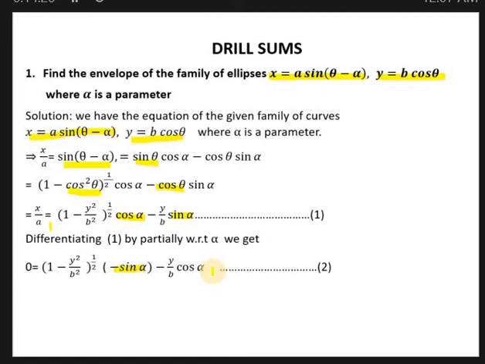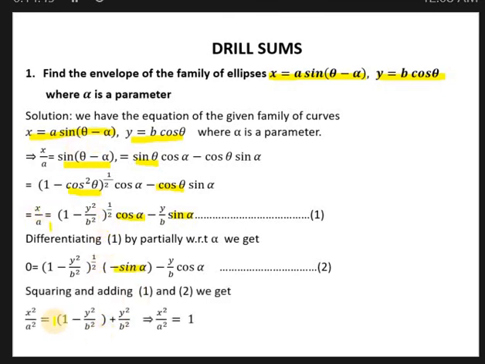Now by squaring and adding the equations 1 and 2, just square both the equations because we have 1 minus y square by b square whole to the power of half. So to reduce this, let us square both sides, both equations. See, when you square and add both the equations, you get x square by a square is equal to 1 minus y square by b square plus y square by b square. See, when you square and add, sin square alpha plus cos square alpha is equal to 1, that formula we are using here. So when you square and add, these terms vanish.